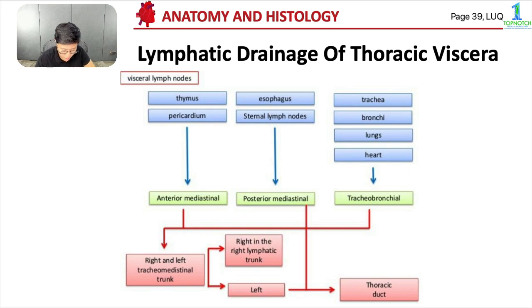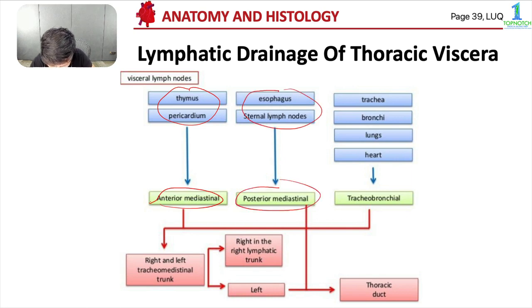For the visceral lymph nodes, on the other hand, your thymus and pericardium drain into the anterior mediastinal nodes. Your esophagus and sternal lymph nodes drain into your posterior mediastinal nodes, while your trachea, bronchi, lungs, and heart, so most of the viscera, drain into your tracheobronchial nodes. Now, these drain into your right and left tracheomediastinal trunk, which drain into your right lymphatic trunk on the right, and for the left, it drains into the thoracic duct.